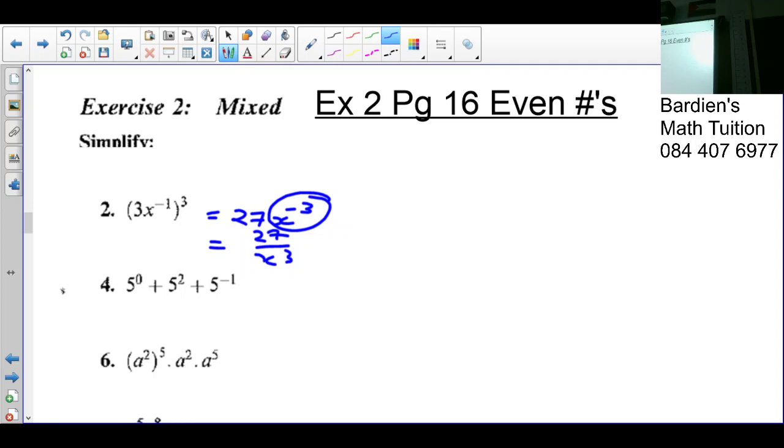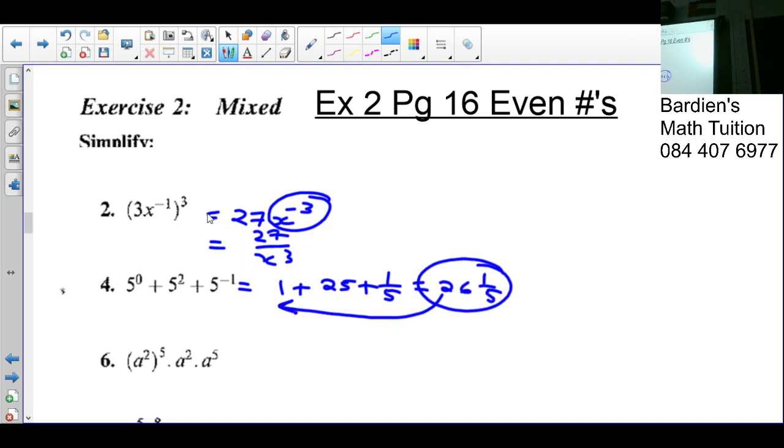5 to the 0 plus 5 squared plus 5 to the negative 1. 5 to the 0 is? 5 squared, plus 5 to the minus 1. So what's 25 plus 1? 26 plus 1 over 5 is 26. This goes at the bottom here, no? But because of the space here, I'm going to leave it so.